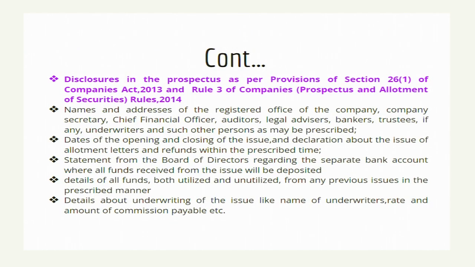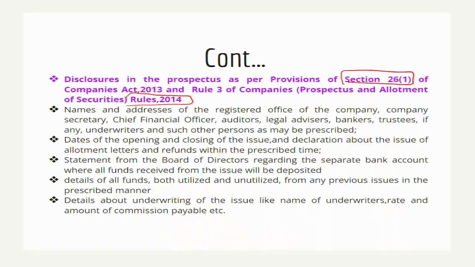Disclosure in the prospectus as per provision of section 26 clause 1 of the Companies Act 2013 and rule 3 of the Companies (Prospectus and Allotment of Securities) Rules 2014. So, there is no meaning of the rules without the act, and there is no meaning of the act without rules. The rules are supplementary and complementary to the main act, the main provision of the law. So, they must be in consonance, they must be consistent. If the rules give a different version and the provisions give a different version, that type of philosophy is not allowed.